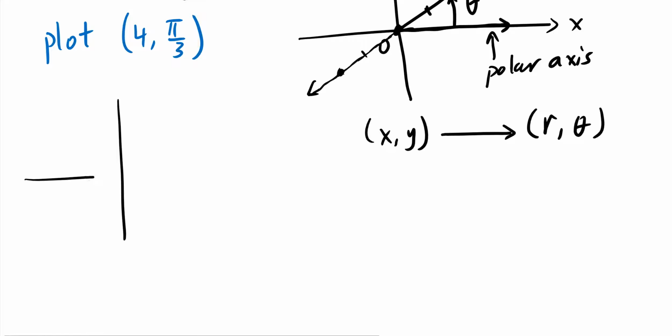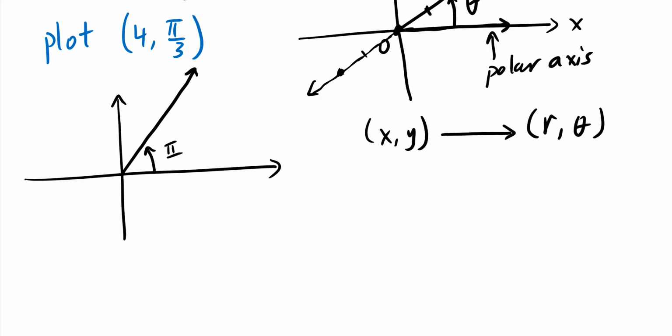So let's look at specific examples. For this one, 4 comma pi over 3. We draw the angle pi over 3, and then 4 means it's going to go 1, 2, 3, 4. Because it's positive, that's where the point 4 comma pi over 3 is located. Whatever ray we draw first, that's always the positive ray, I call it.